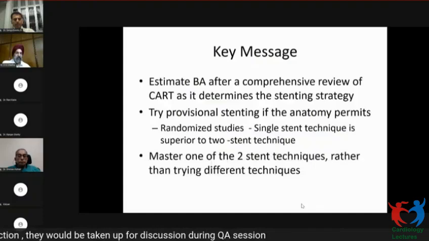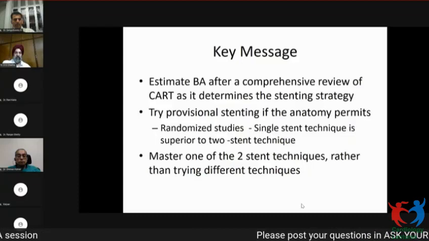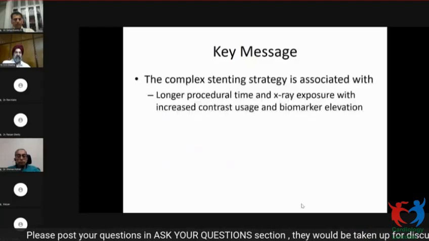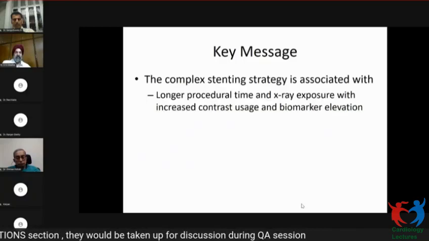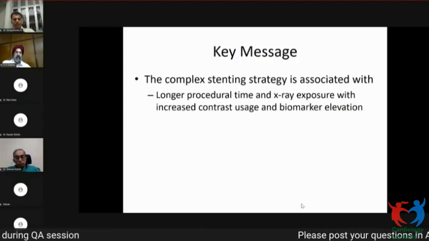If you are learning or trying to do the two-stent technique, you must master only one technique to begin with, rather than trying different techniques, so that you develop confidence. And one should remember that the complex stenting strategy is associated with longer procedure time, more X-ray exposure, increased contrast use and biomarker elevation.